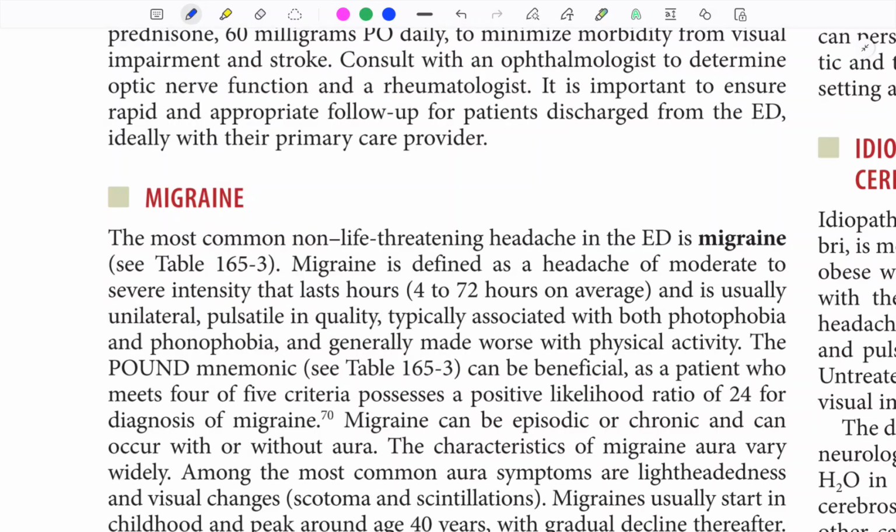Next is migraine. It is the most common non-life-threatening headache in the ED, and it's very common. Happens in young people, very notorious, very, very bad, but it's still benign. Migraine is defined as a headache of moderate to severe intensity that lasts from 4 to 72 hours and is usually unilateral, pulsatile, associated with phonophobia, and worse with physical activity.